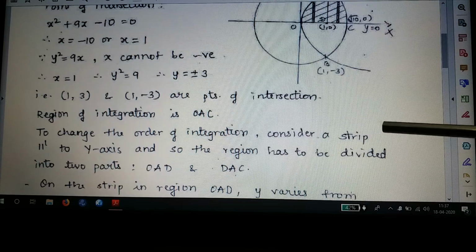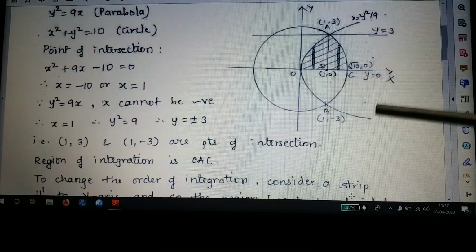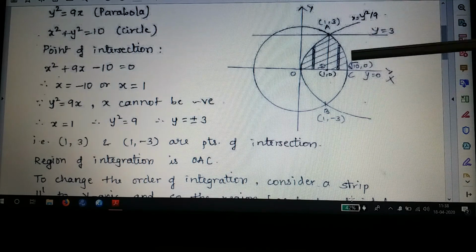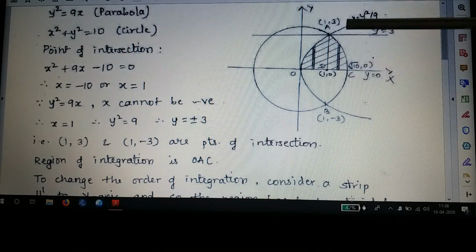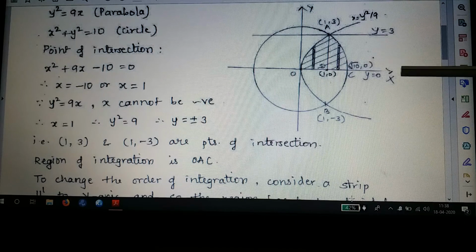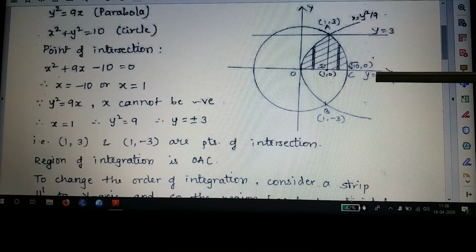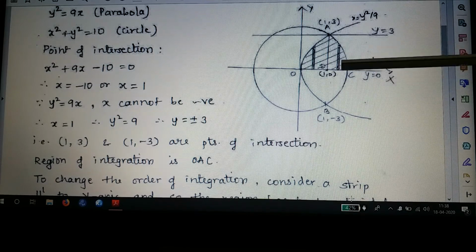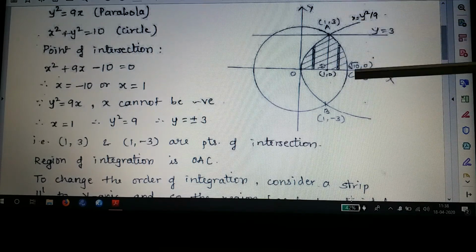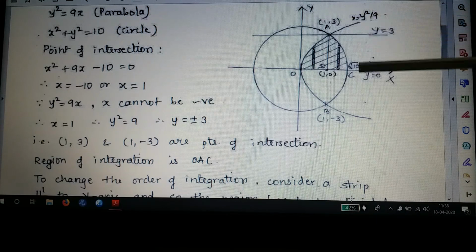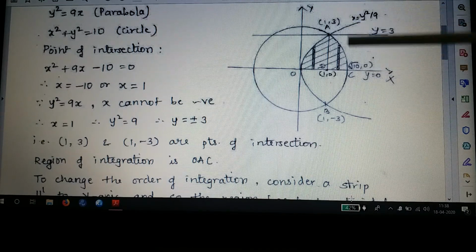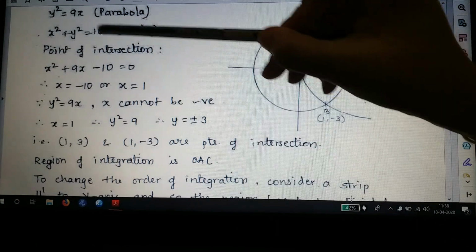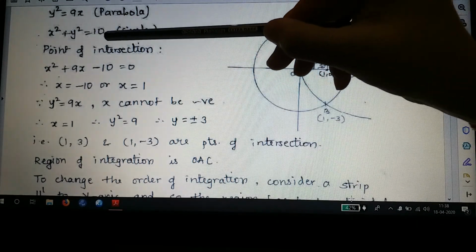Now let us concentrate on the second region. The second region is ADC. In this region, we have drawn a vertical strip. The strip starts from the x-axis. On the x-axis, y is 0. So that is the lower limit for y. The strip ends on the circle. So we have to find the value of y on the circle. What is the equation of the circle? It is written here: x square plus y square equal to 10.